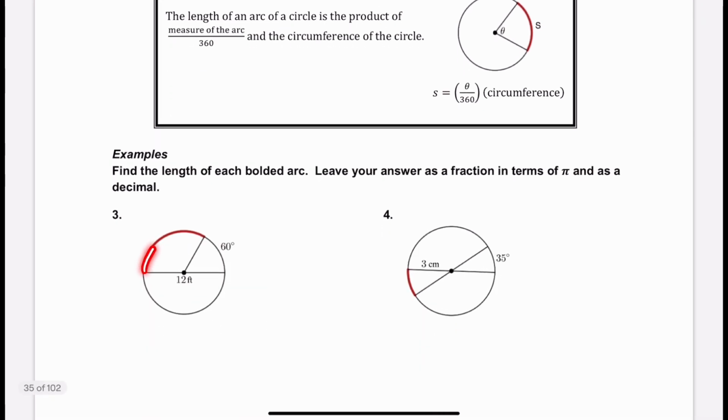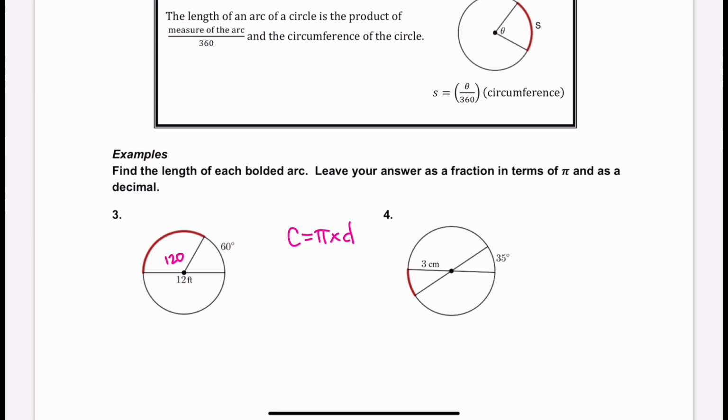Now I'm wanting to find this bolded arc here. I need to know how many degrees are here. Don't let the 60 degrees fool you. The 60 degrees is not the part that we're looking for. We're looking for this piece. So if I take 180 degrees and subtract 60, I have 120 degrees for the piece of the circumference that I'm looking for.